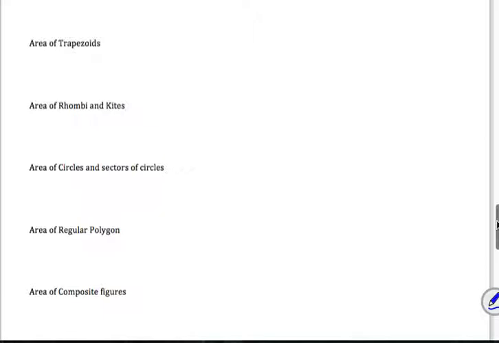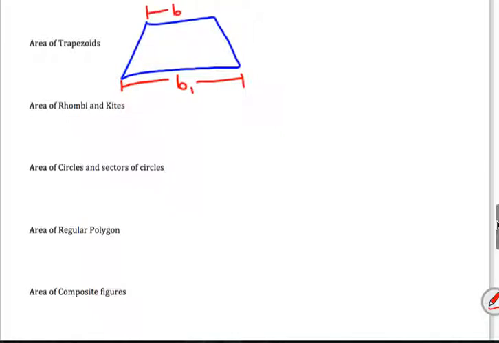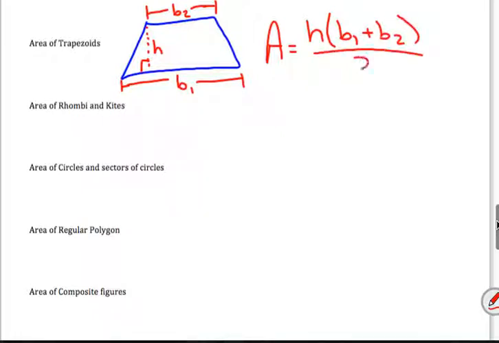So trapezoids are a little bit different because trapezoids, remember, have two bases. They have this base 1 here that we call it, and then they have a base 2 on top. Now, like the other figures, you have to use the height that's given as a perpendicular there. And then for a trapezoid, the area is just height times the bases added together, divided by 2. And I told you the label for all of these is the same thing.